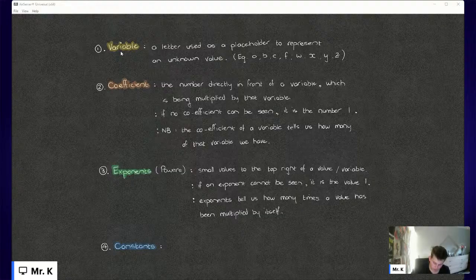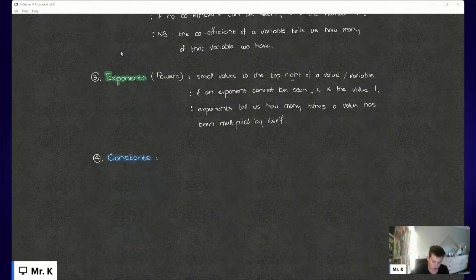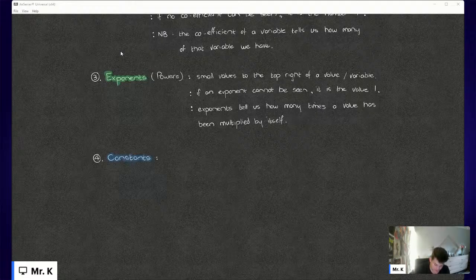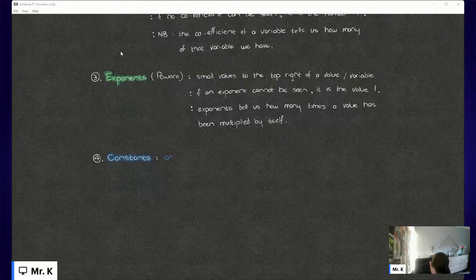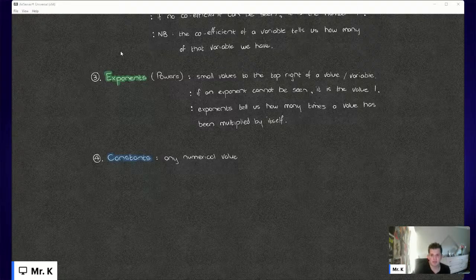Right. Let's move on to this next section. If you guys need me to move back up so that you can copy, please let me know. So, what are these constants that we're busy talking about? A constant is any numerical value that does not change.